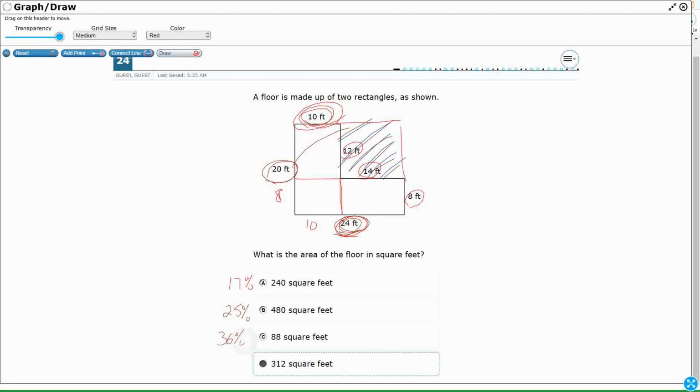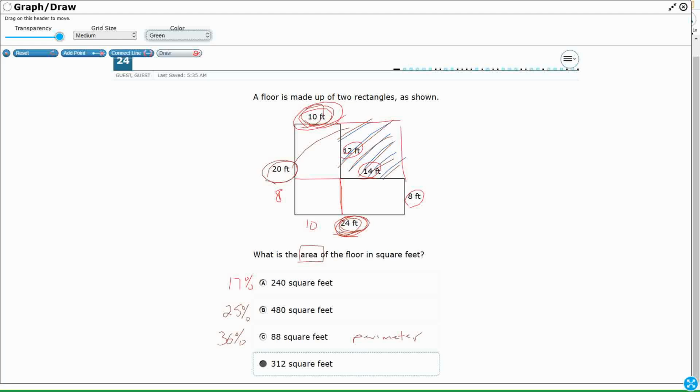This is the most chosen incorrect answer. Now, 88 is a far cry from 480 or 240, but you know what this is? It's perimeter. Because a lot of times when you see a problem like this, it's a perimeter problem. You just add up all the sides. So we need to help our students find the difference here between area and perimeter. Just know the difference between the two.